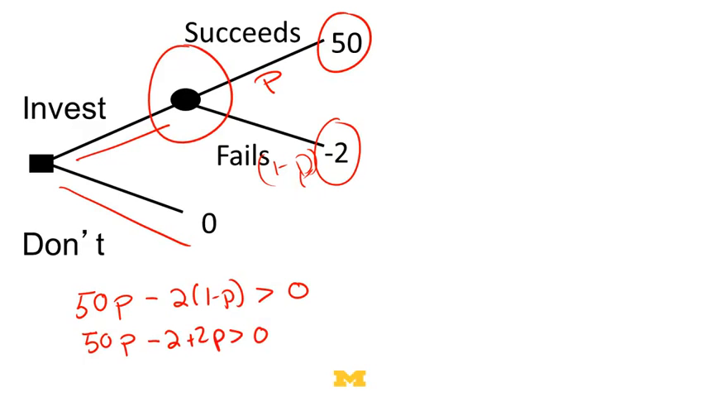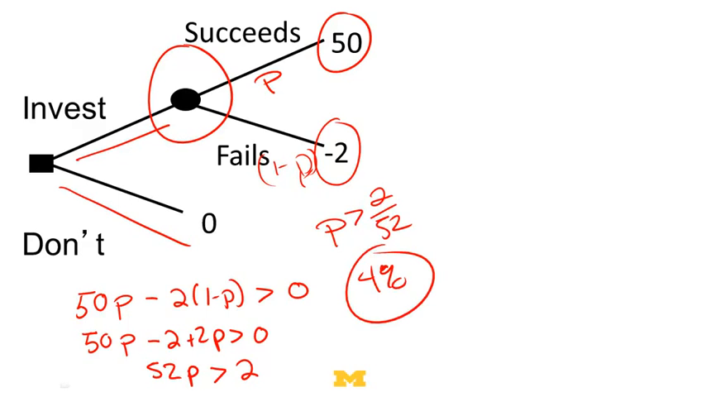So if I bring the p's all to this side, I get 52p has got to be bigger than 2. So what she's assuming is p is bigger than 2 over 52, or right around 4%. So now I can look at this investment thing. Do I really think there's a 4% chance it's going to pay off? Clearly my friend does, because she's in. And I can decide whether or not to make the decision.